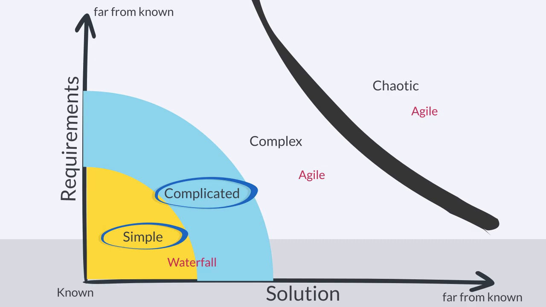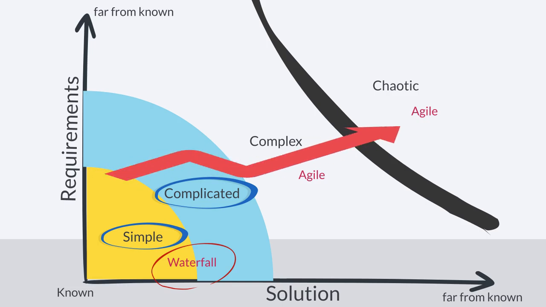In simple and complicated projects, the requirements are clear and approach is known. Here, a waterfall methodology can be followed to manage the project. But we need to be careful not to become complacent and apply solutions that worked previously elsewhere. This could rapidly move the project situation to chaotic and spiral out of control or difficult and expensive to recover.